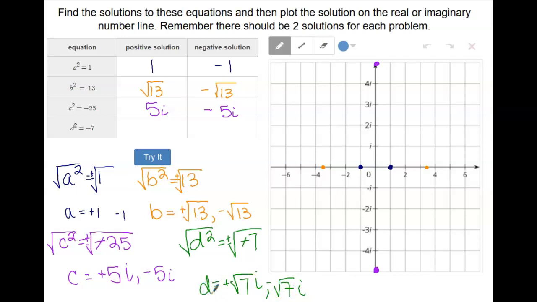And so the square root of 7 would be in between 2 and 3 because 2 squared is 4 and 3 squared is 9. So somewhere in between here. And then we have the negative version also. And so there we have our two solutions for each equation. So this would be the square root of 7i and this would be the negative square root of 7i.